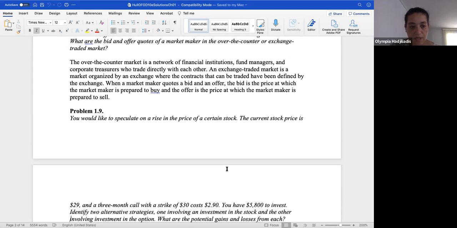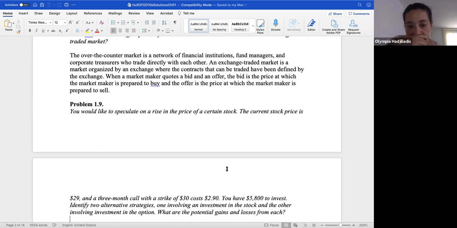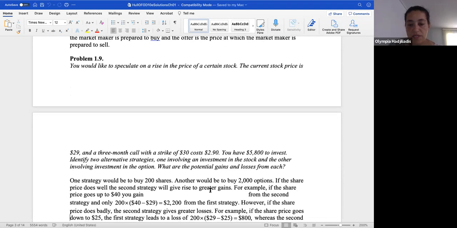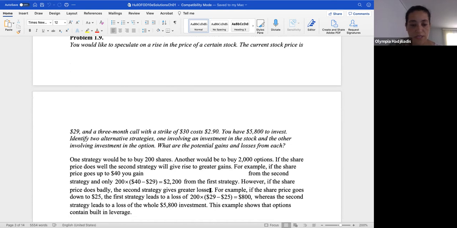You would like to speculate on a rise in the price of a certain stock. The current stock price is $29, and the 3-month call with a strike of $30 costs $2.90. You have $5,800 to invest. Identify 2 alternative strategies, one involving an investment in the stock and the other involving an investment in the option. What are the potential gains and losses from each? So one strategy would be to buy the 200 shares. Another would be to buy 2,000 options.